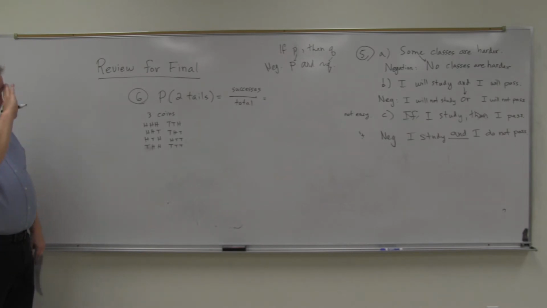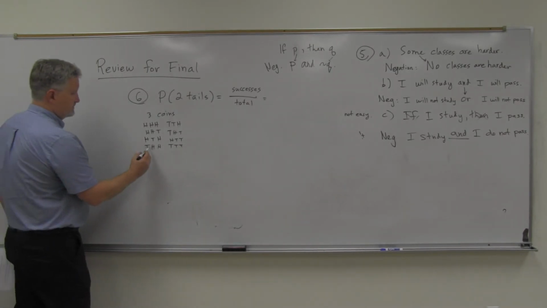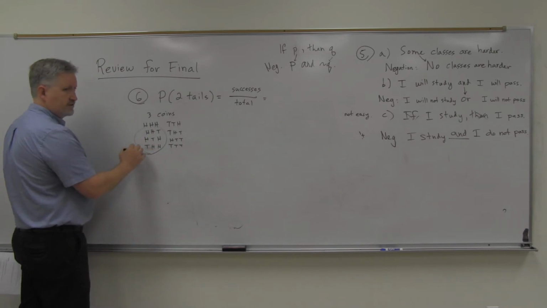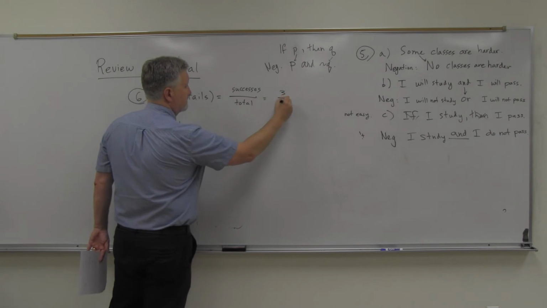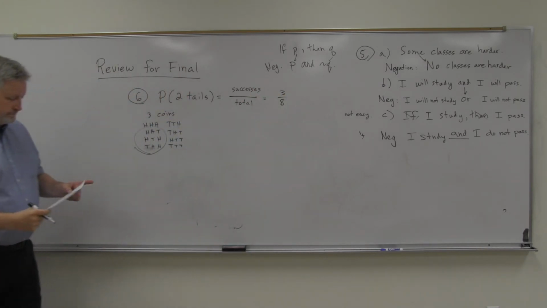So remember, flipping coins, that. So the successes here are 2 tails, exactly 2 tails. So there's 3 of them out of 8. Okay. 3 out of 8.